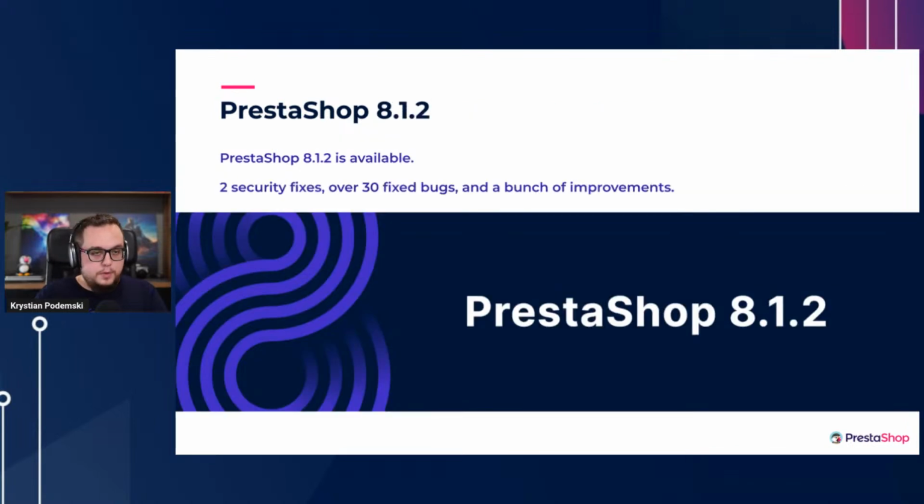So let's continue. As you probably have seen on build.prestashopproject.org, we've released PrestaShop 8.1.2, which is the second patch for version 8 of PrestaShop. And it's not just a regular patch version, because we not only fixed two security problems, we also fixed over 30 bugs, and there's a bunch of really interesting improvements from both the community and the PrestaShop project team.